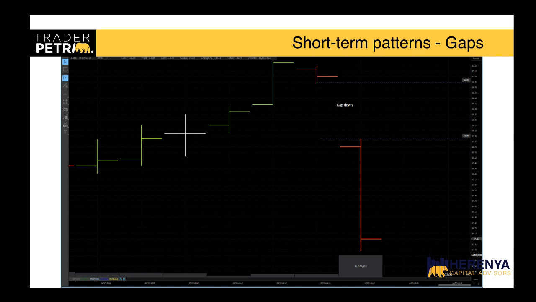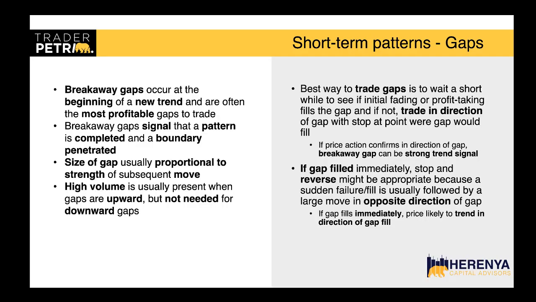Just to show you what a gap looks like, this is a down gap. We can see that the high of this bar is below the low of the previous bar, and we have a large area in between where no shares traded. Obviously if the gap is up, we see a similar thing to the upside.